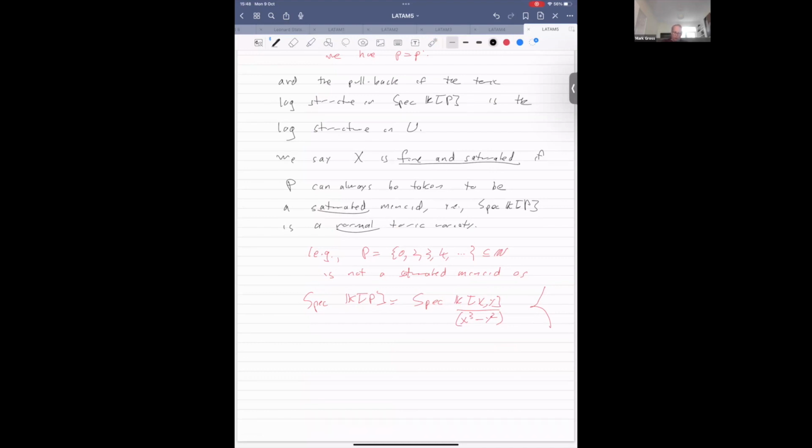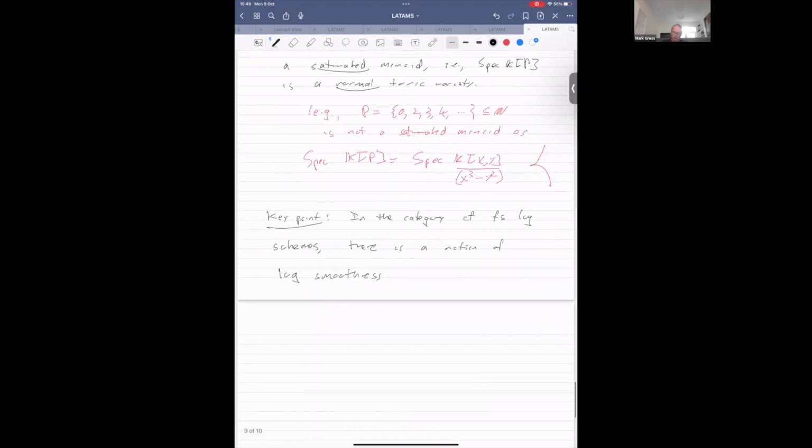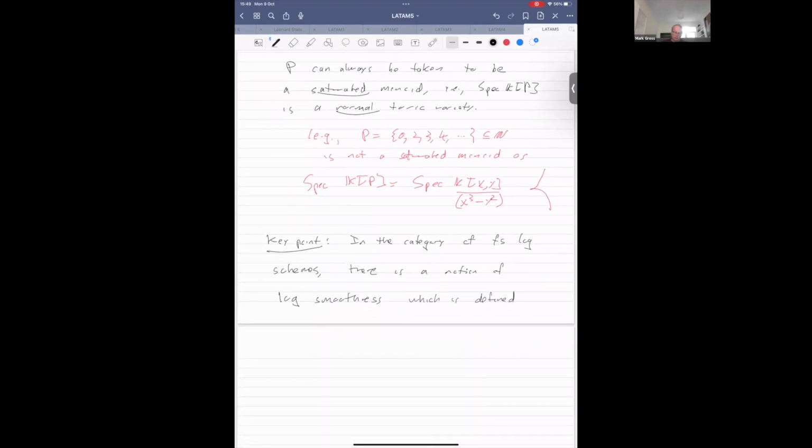So, what is really the punchline here? Key point. In the category of fine and saturated log schemes, let me abbreviate this as FS, which is standard in the literature, category of FS log schemes, there's a notion of log smoothness, which is defined in analogy with ordinary smoothness of morphisms.